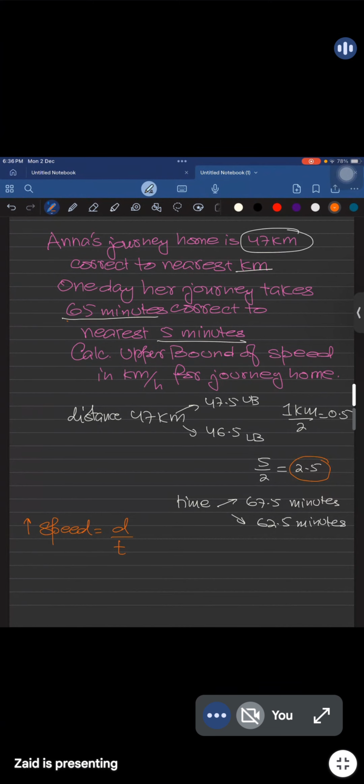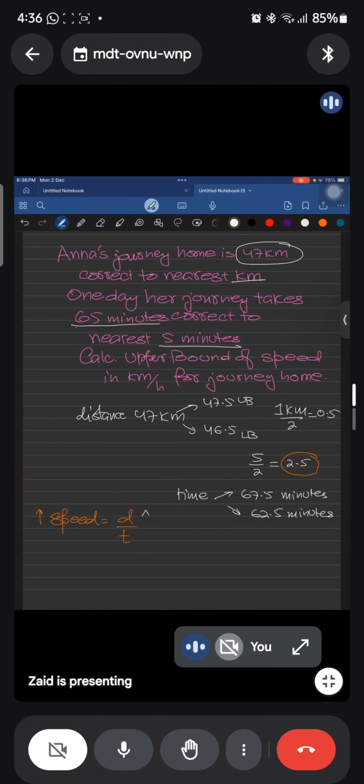If I want an upper bound for it, I need the upper bound of distance and the lower bound of time. Upper bound of distance and lower bound of time. Okay. Distance, all clear.